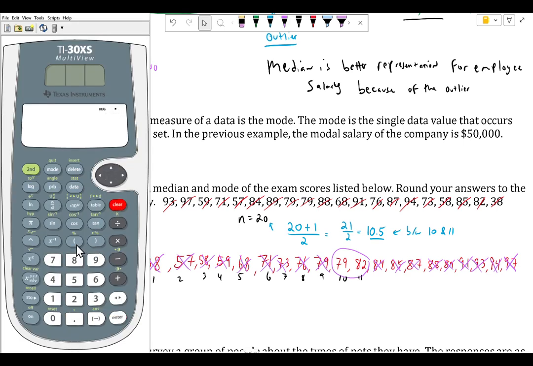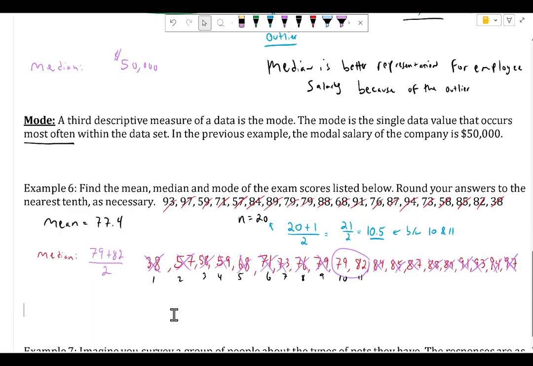If we want to do this in the calculator, we can just make sure that we put this in parentheses. Oops, I messed that up. Parentheses, and then divided by 2. And we'll get that the median is 80.5. Probably should have written that in red. Keep it color coded. That's okay though.